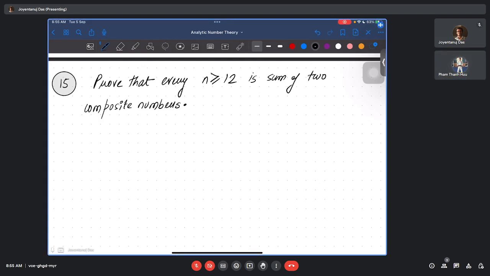So here you have to break into two cases: one for n even and one for n odd. So suppose n is even.